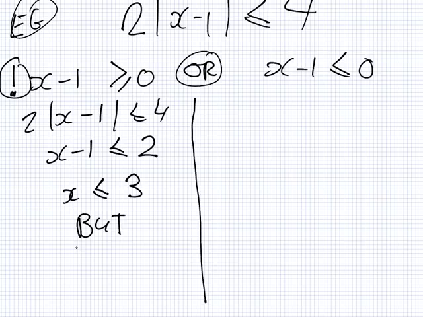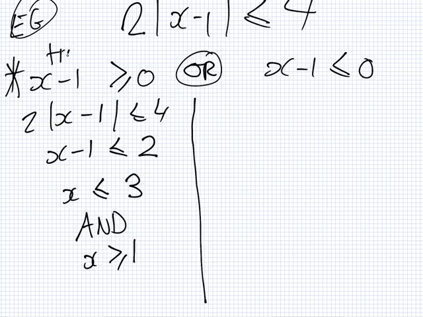So we also need x to be less than or equal to 3 and x must be bigger than or equal to 1, because we need this to be true. We said this is true at the start. Here, let's consider the case where x minus 1 is negative.